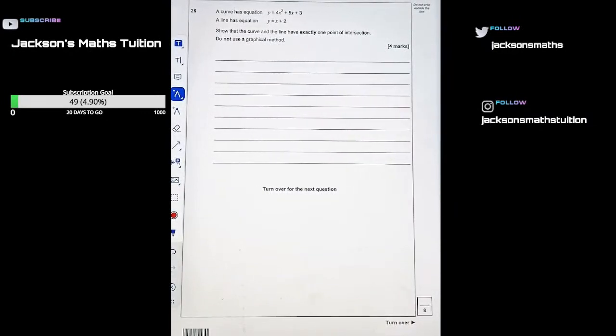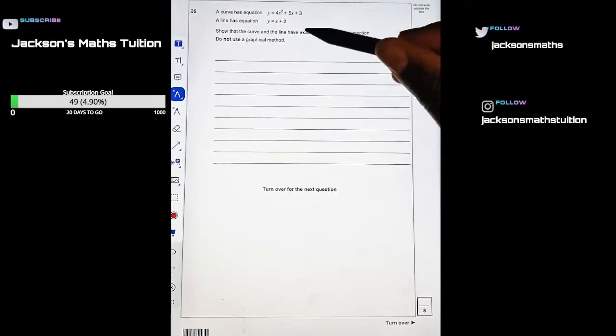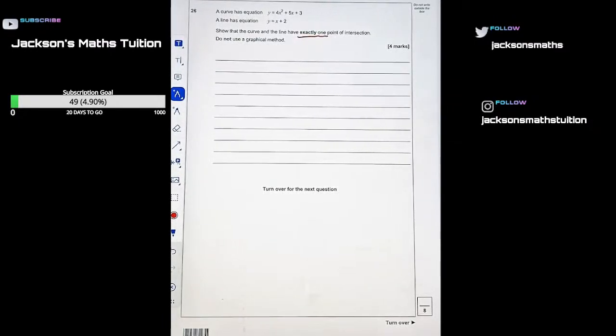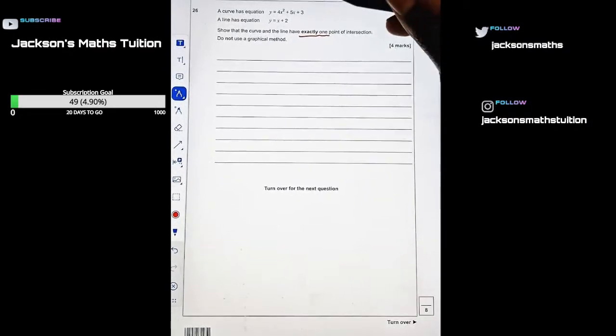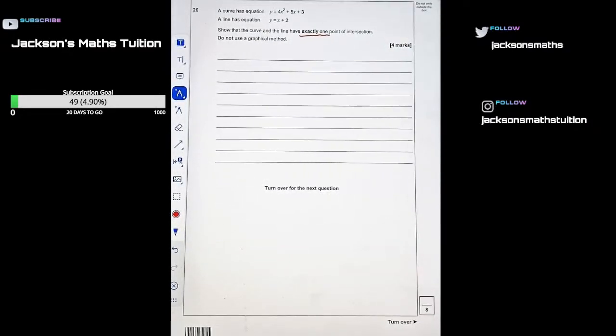So we are going to show that the curve and the line have exactly one point of intersection. We're not using the graphical method. So whenever you find a solution for a quadratic, you can factorize using 2 brackets. You could complete the square. You could use the quadratic formula.